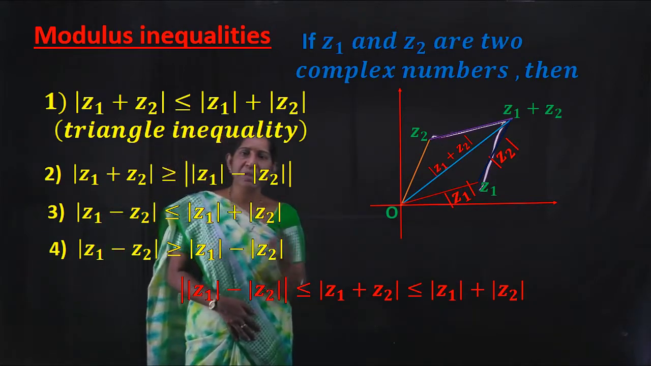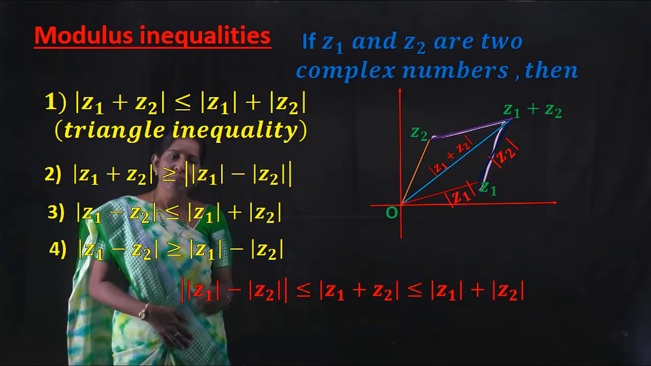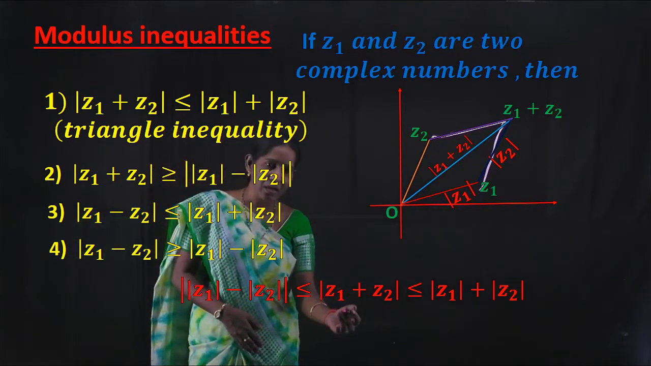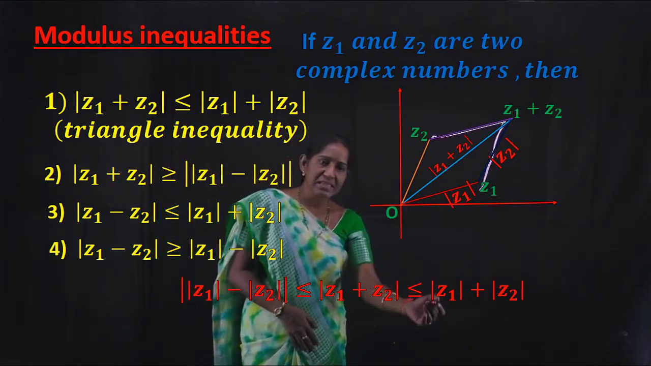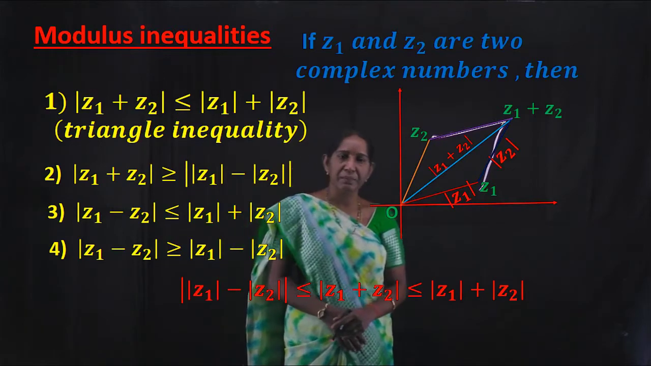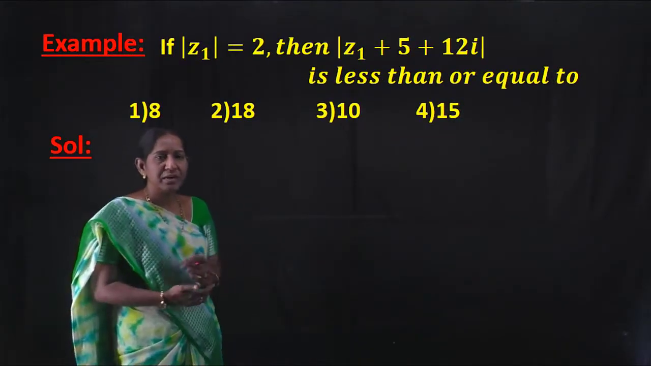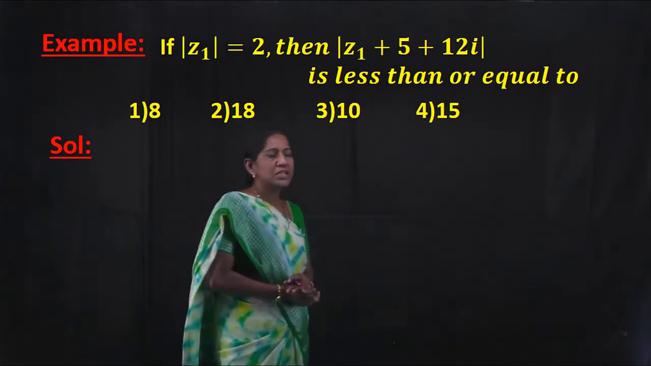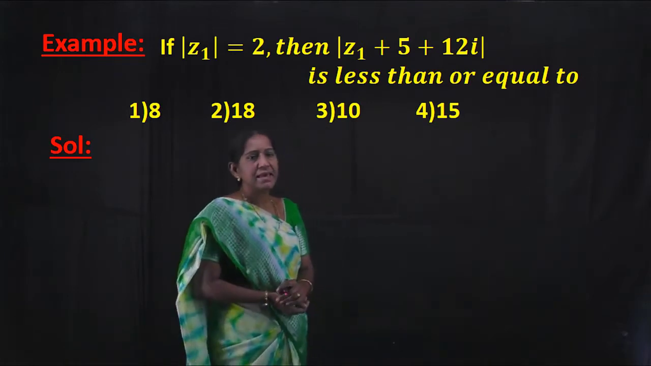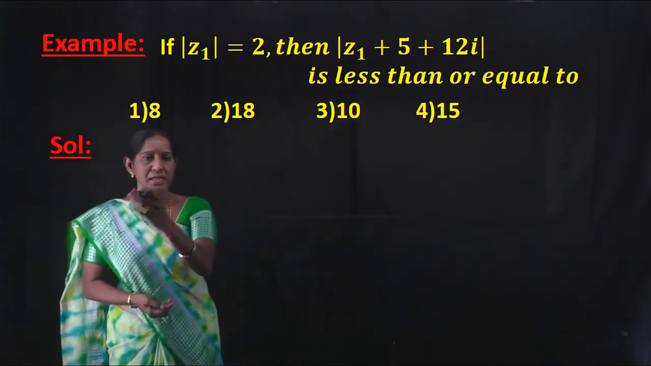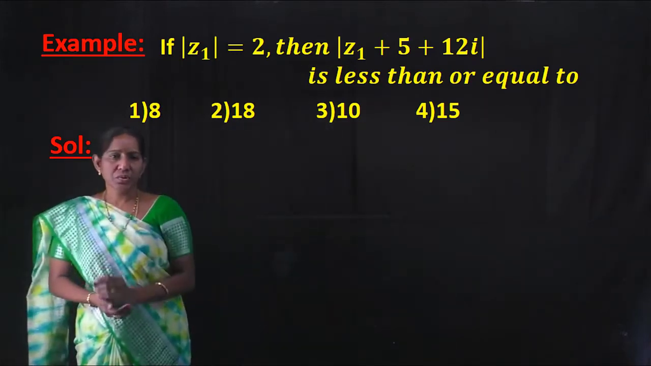So from this we can conclude modulus of mod z1 minus mod z2 is less than or equal to modulus of z1 plus z2, that is less than or equal to mod z1 plus mod z2. See the given example. If mod z1 equal to 2, then modulus of z1 plus 5 plus 12i is less than or equal to 8, 18, 10, 15. Now come to the solution.